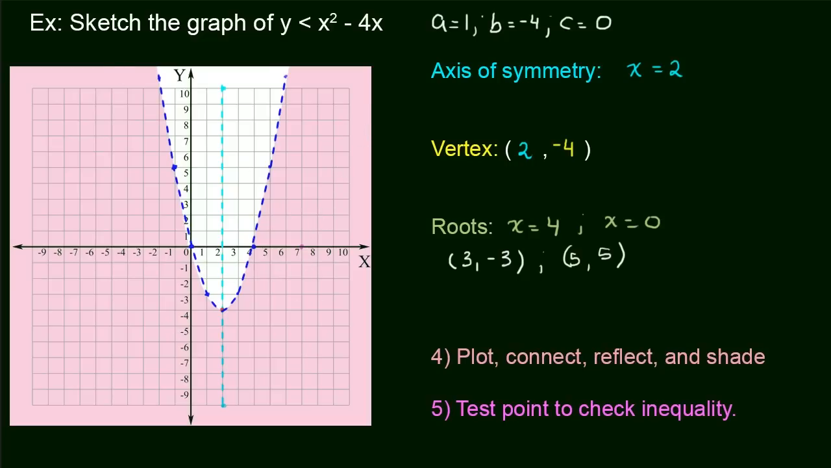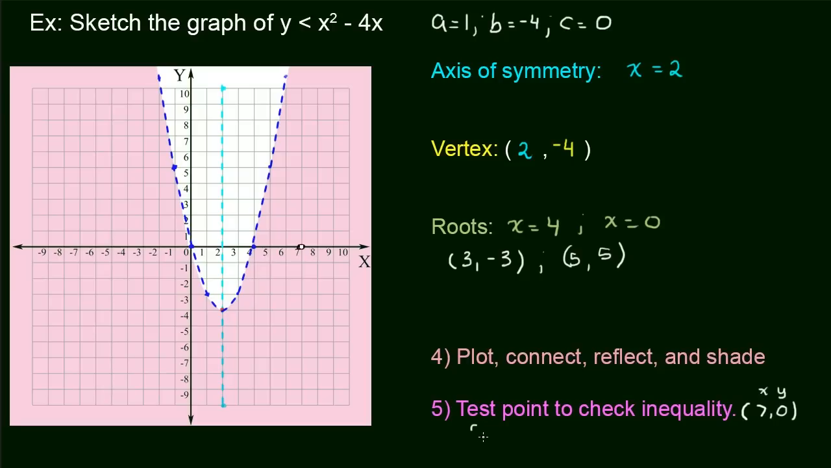Last step is to check. In order to check if this shading is correct, I'm going to just choose a point in the shaded region. And I prefer to use, whenever possible, 0 values and positive values. So I'm going to use this point over here: x is equal to 7 and y is equal to 0. You can choose any value that you like to check if your inequality is correct. Choosing the value x is 7, y is 0, I'm going to plug this into my original inequality and see if it makes it a true statement.